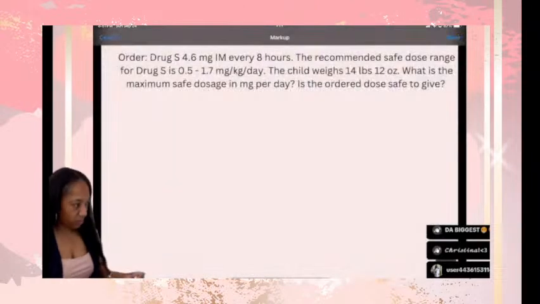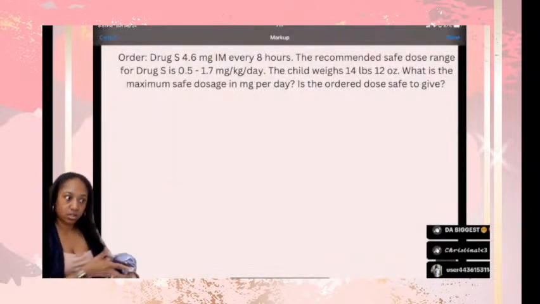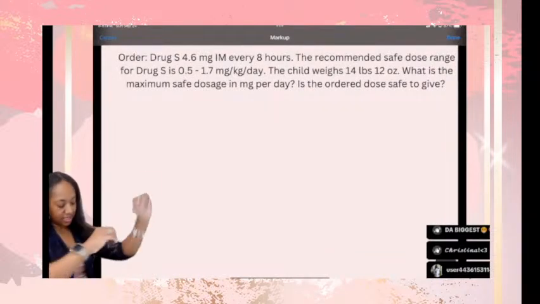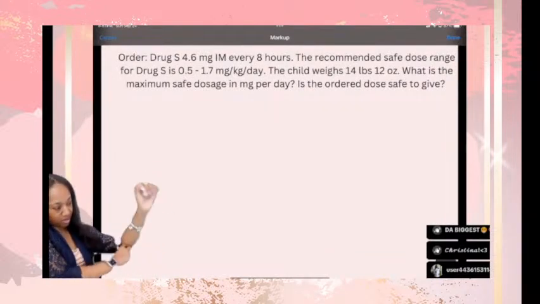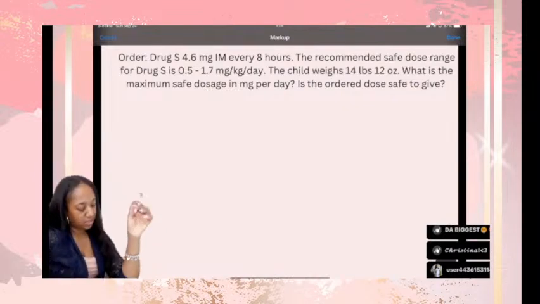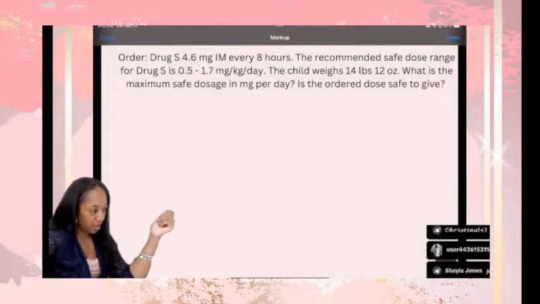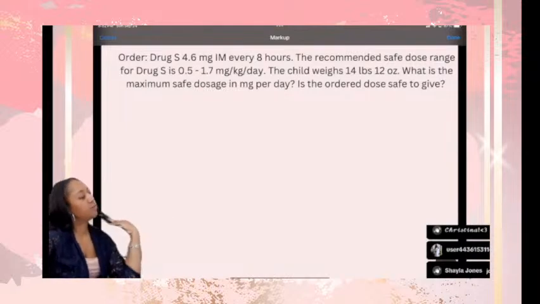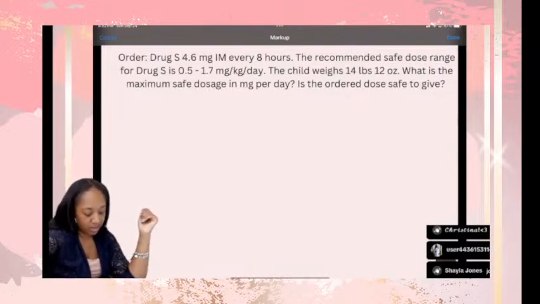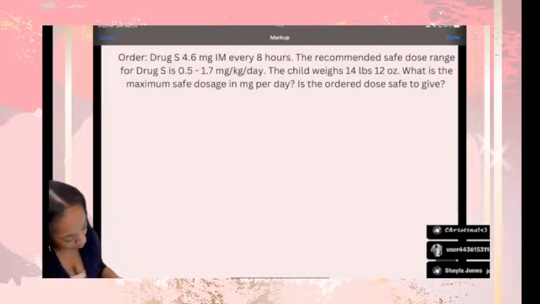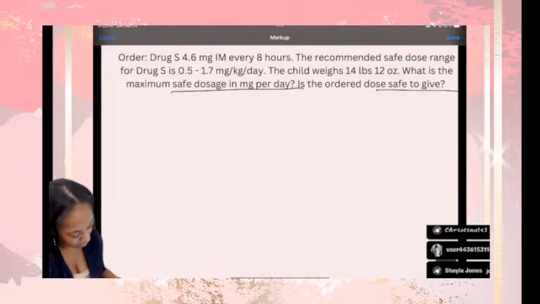I think this is the last one I have for tonight, unless y'all have requests. Alrighty, so drug S, 4.6 milligrams IM every 8 hours. The recommended safe dose range for drug S is 0.5 to 1.7 milligram per kilogram per day. The child weighs 14 pounds and 12 ounces, okay? What is the maximum safe dosage in milligram per day? Is the ordered dose safe to give? So we are looking for safe dose and if it's safe.